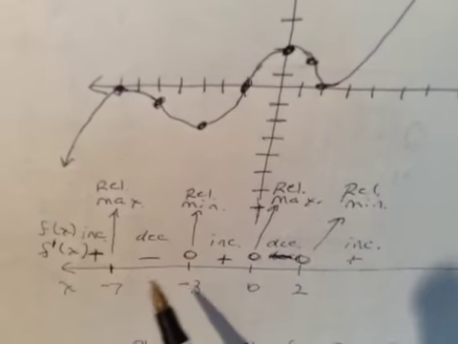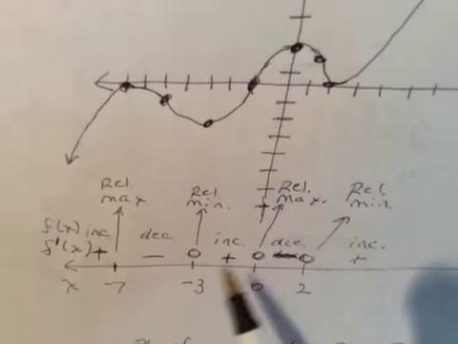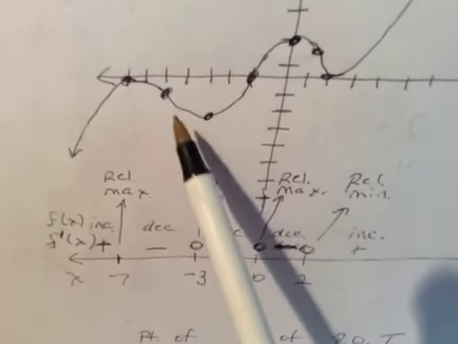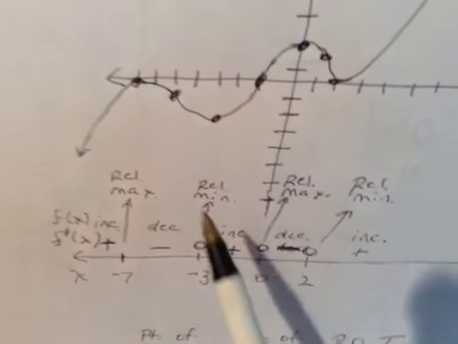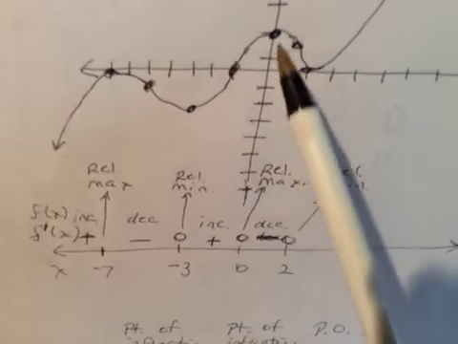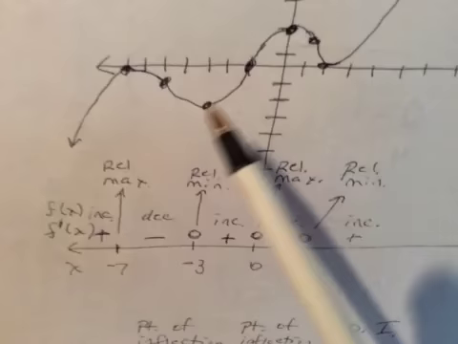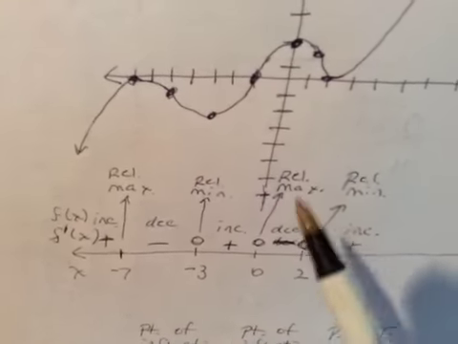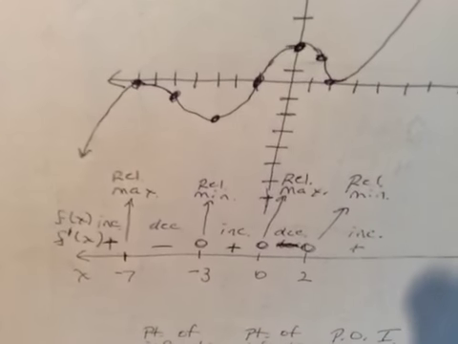Here, the other way around. The derivative is going from negative to positive, which means the function's decreasing and then increasing, has to be a relative minimum. Now the relative maximum there, because the function was increasing, now it's decreasing. Relative maximum, relative minimum at 2.